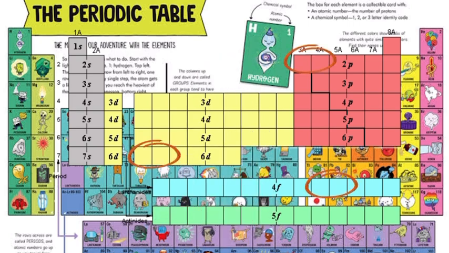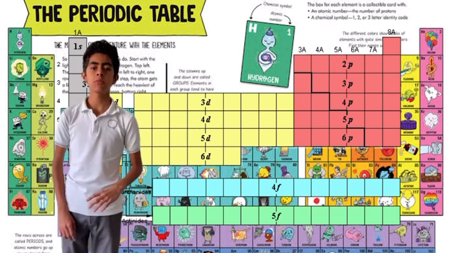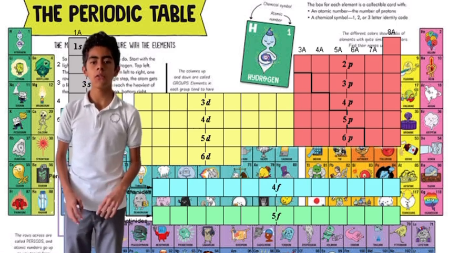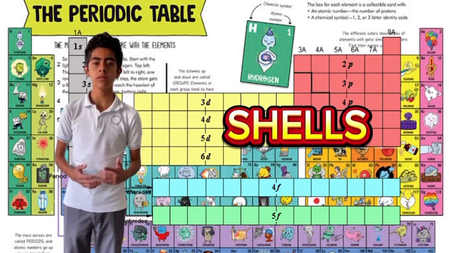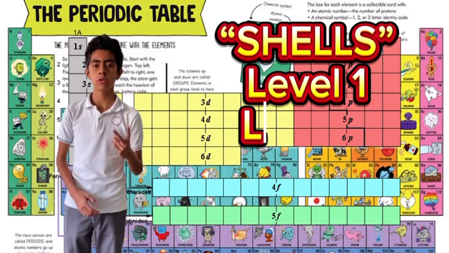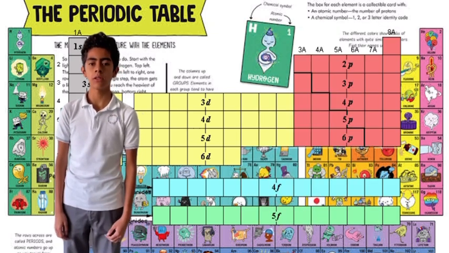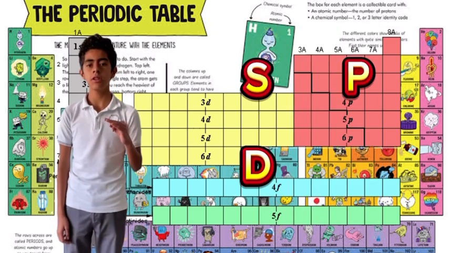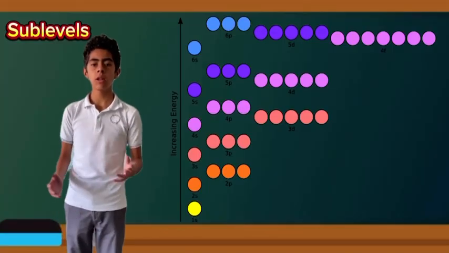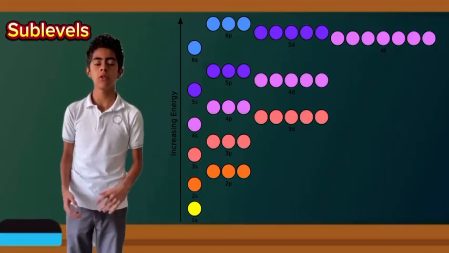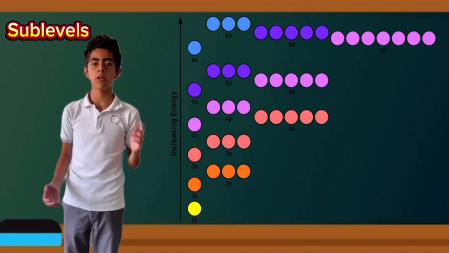Think of it like giving each electron an exact address. What floor it is on, what room it is in, and even what bed it sleeps in. Let's break it down. Atoms have energy levels. We call them shells. Level 1, level 2, 3, and so on. Each energy level has sub-levels, S, P, D, and F. And each sub-level has a number of orbitals, or spaces where electrons can go.